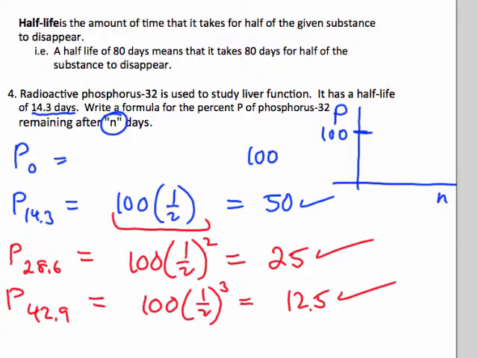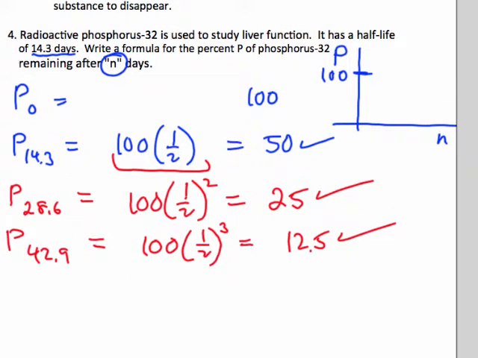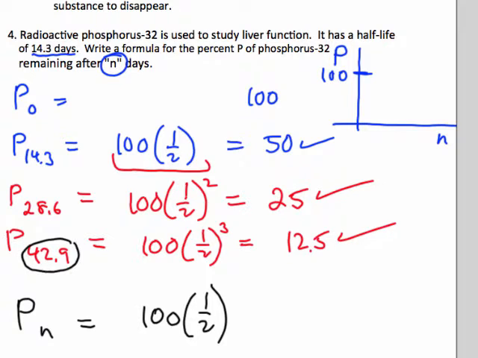So to generalize the formula, the percent of phosphorus left after n days is 100 times a half. All right, now this is n, because that's how it's defined, number of days, doesn't match this. But we know the connection between these two things. The number of days divided by 14.3 gives me this number.